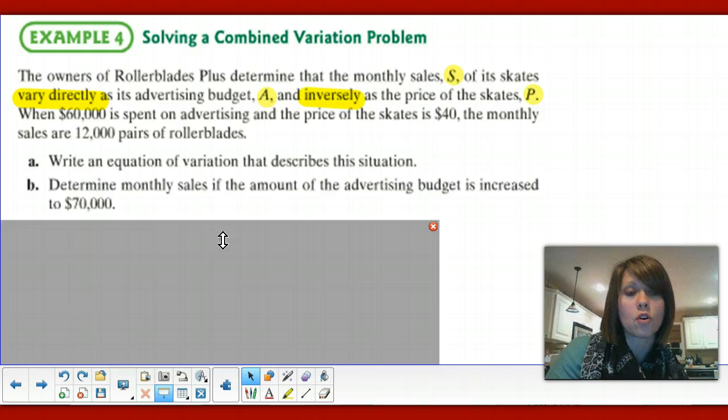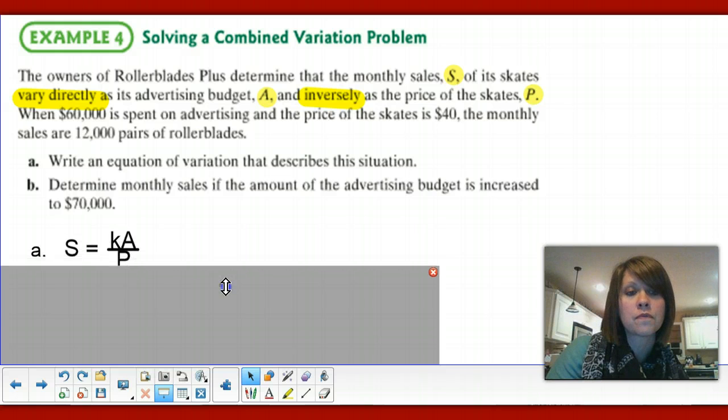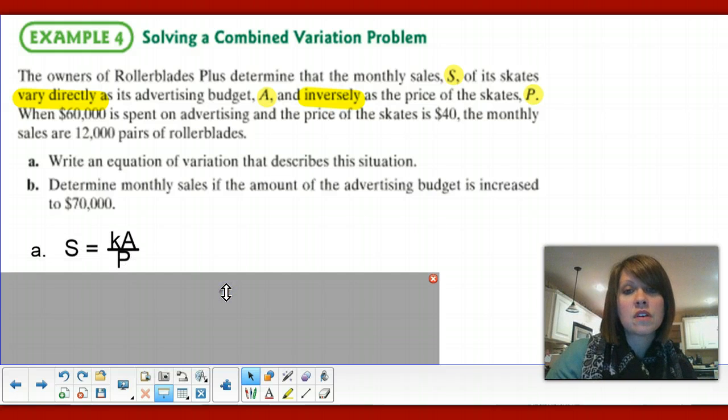So first of all, combined variation, the sales S is going to be equal to k times A. It's times A because it says varies directly as A, divided by P because it said inversely as P. So S equals KA over P. That's our start for part A.